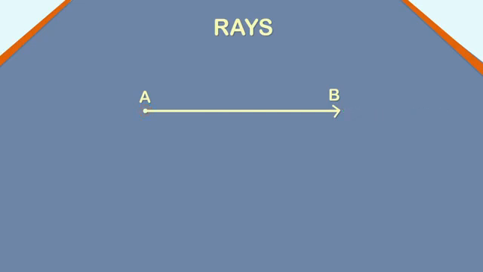The above ray can be read as ray AB. It cannot be read as ray BA. The first letter should be the endpoint letter. It is called its initial point. It can be written as ray AB.